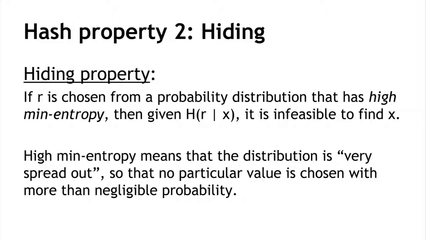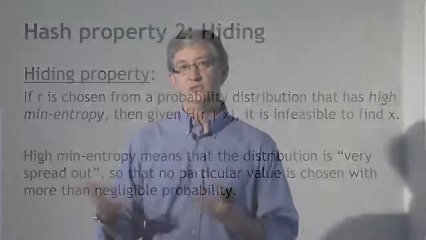It captures the intuitive idea that r is chosen from a distribution that's really spread out. Specifically, there's no particular value that r could have had that would occur with more than a negligible probability. For example, if r is chosen uniformly from among all of the strings that are 256 bits long, then any particular string was chosen with probability 1 in 2 to the 256, which is truly a negligible value. So as long as r was chosen that way, the hash of r concatenated with x is going to hide x. And that's the hiding property that the hash function will be deemed to have.